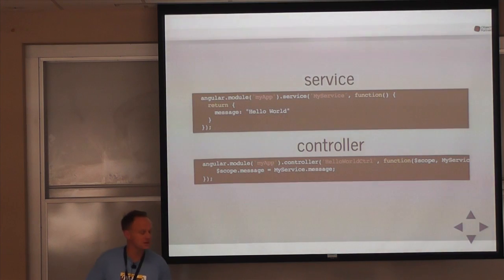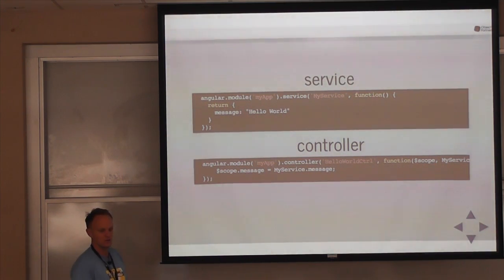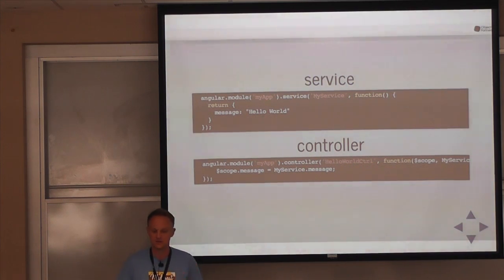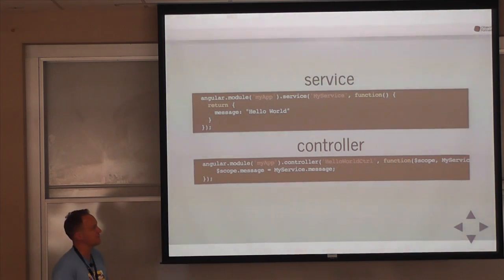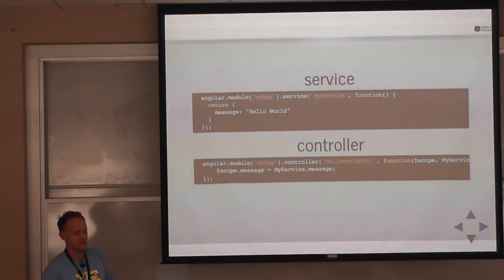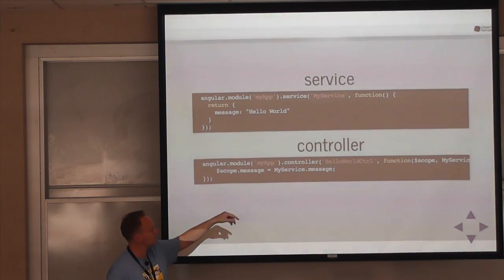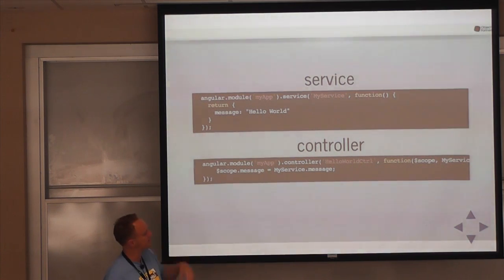If I want to use a service here, I'm using the Angular module, the service method to create a new service called myService. A service is a singleton that lives inside of your app. What you return is what you have access to external to the service. So I am returning this object that has a field on it called message, which says hello world. And my controller is injecting the myService that kind of got cut off right at the end.